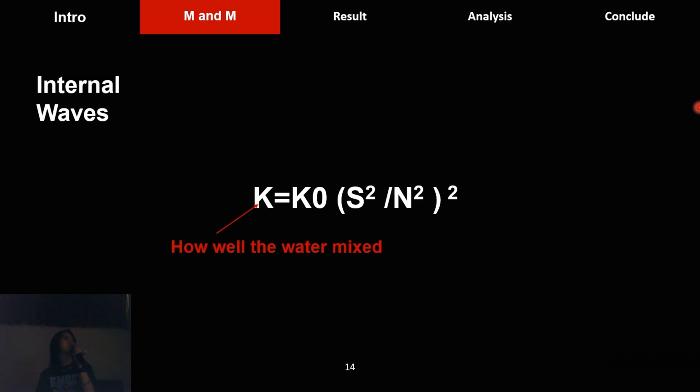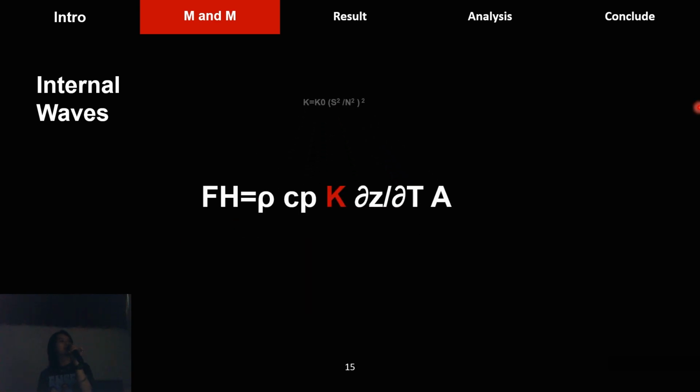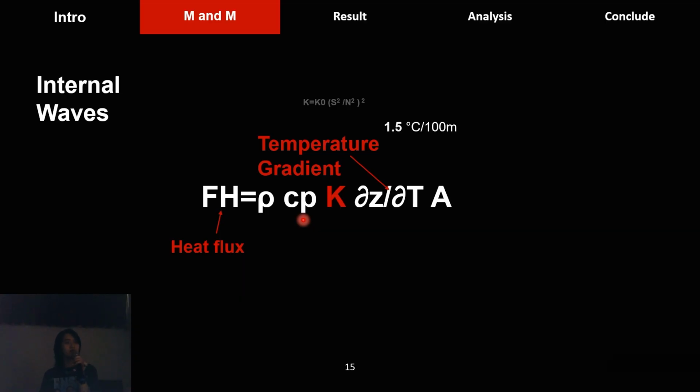And then there is shear, which is vertical velocity, and then N squared, which is the N squared that everyone knows. And then for this one, it's heat flux. It can be calculated by some oceanic constants times K times the temperature gradient. In the case of the Arctic Ocean, it's 1.5 degrees Celsius per 100 meters.